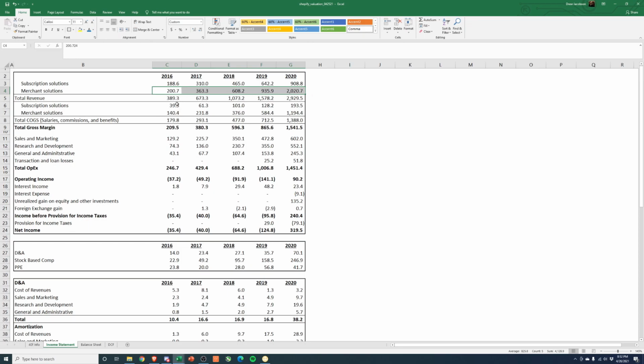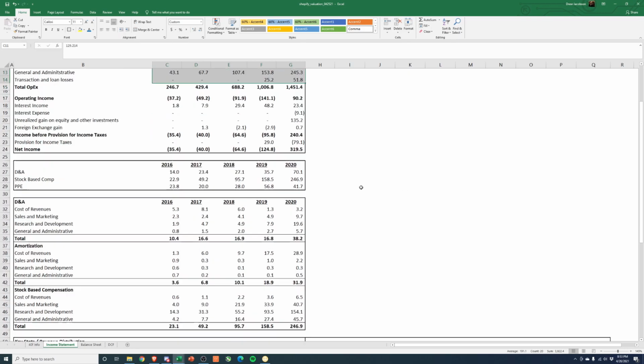You can see the margins. Merchant solutions is at a 50% margin, which is still great, but that's mostly the payment processing. There's actually a cost to process payments. Subscription solutions has pretty good margins because now that the application's developed and up and running, it's pretty easy to scale. Then I break out all of the OpEx.